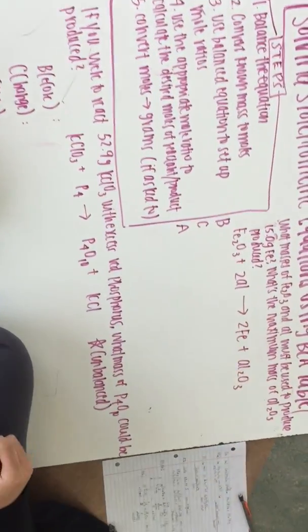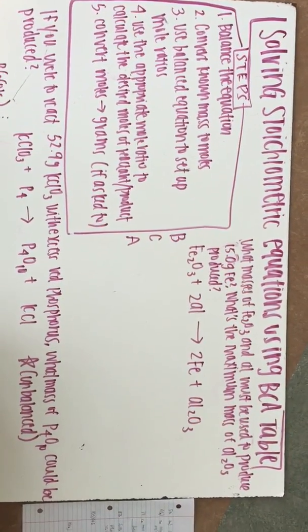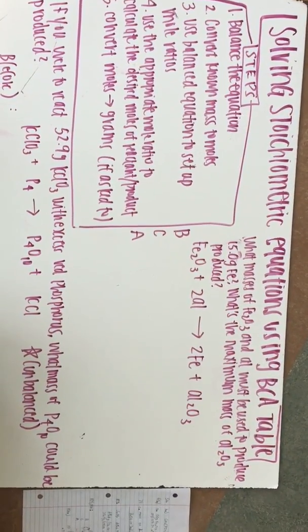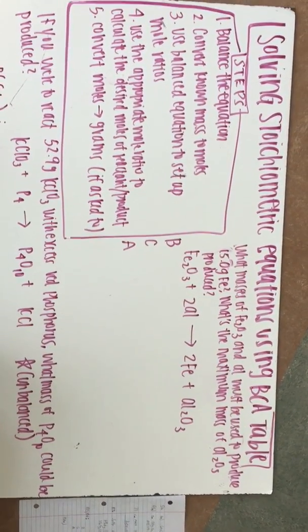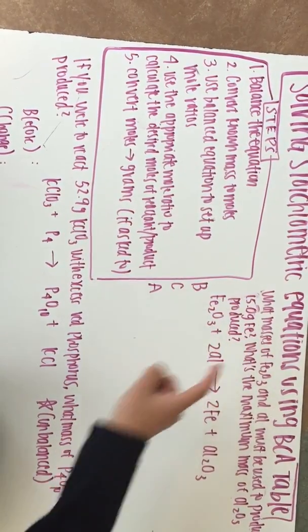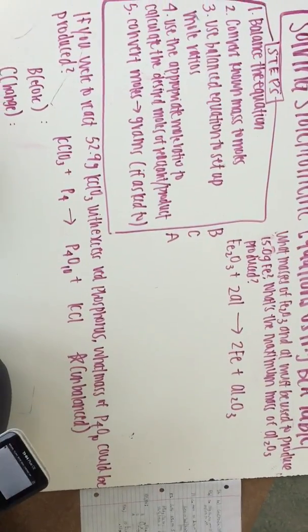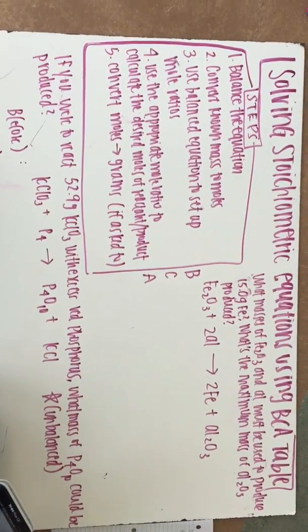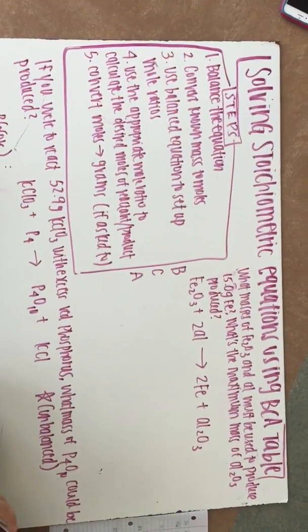Let's do this one. What masses of Fe2O3 and Al must be used to produce 115.0 grams of Fe? What's the maximum mass of Al2O3 produced? So what you do here, since it's given 115.0 grams of Fe, you just find the amount of moles, which is going to be 115 divided by 55.85. You get about 2.27 moles.